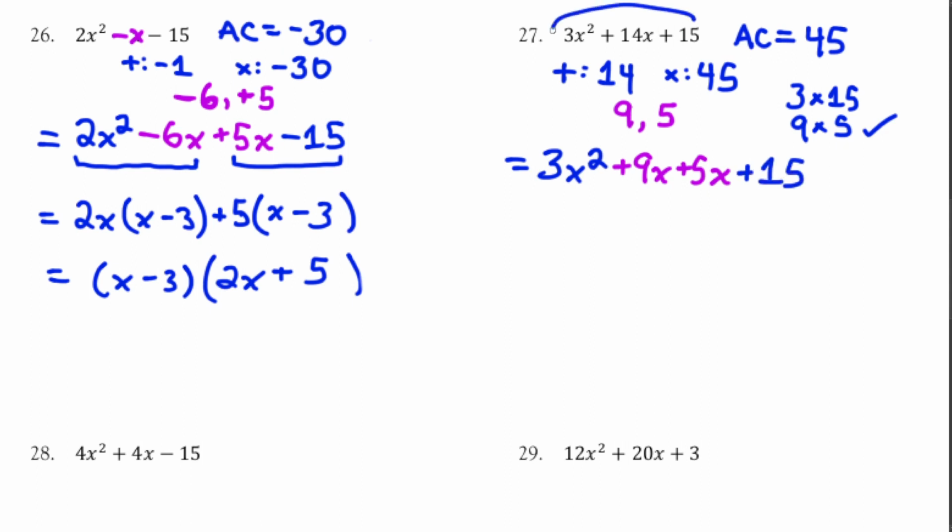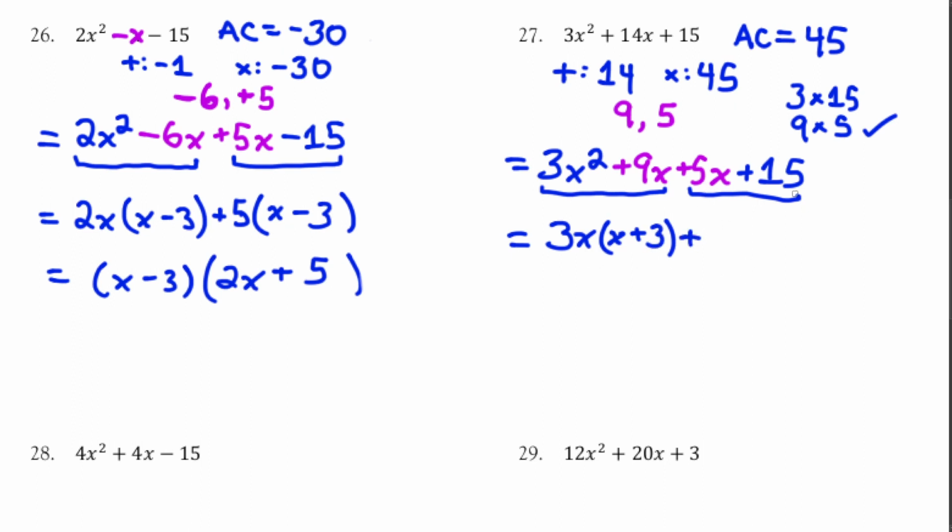So I've copied down the whole question, except I've broken up 14x into two pieces. I broke it up into two pieces so that I would have 4 terms, so I could do factoring by grouping. The first group has a 3 in common and also an x in common. When I take 3x out of 3x squared, there's still an x left behind. When I take 3x out of 9x, there's a 3 left behind.